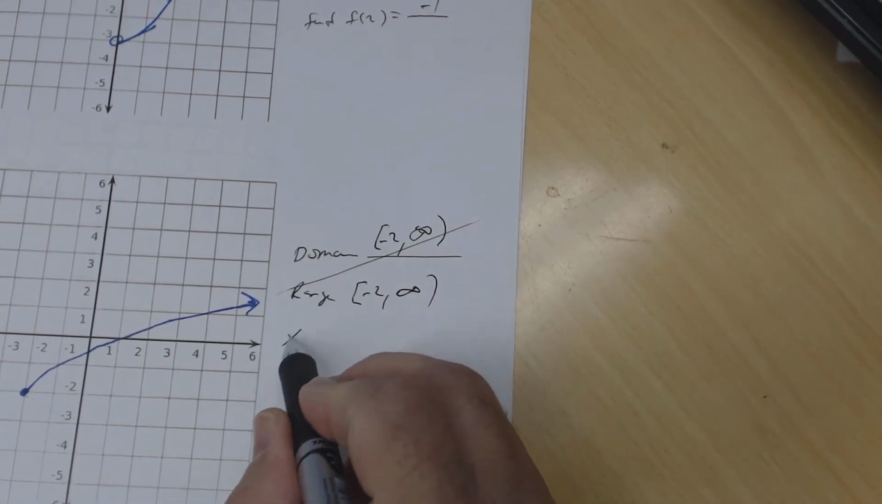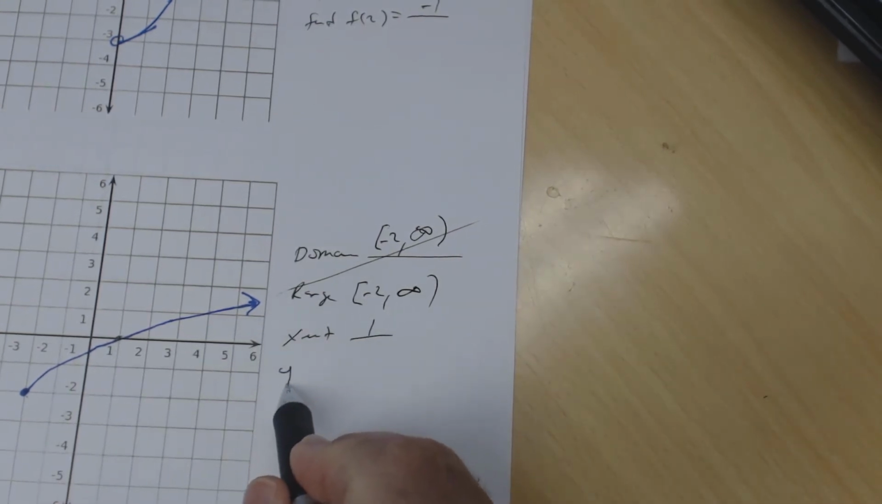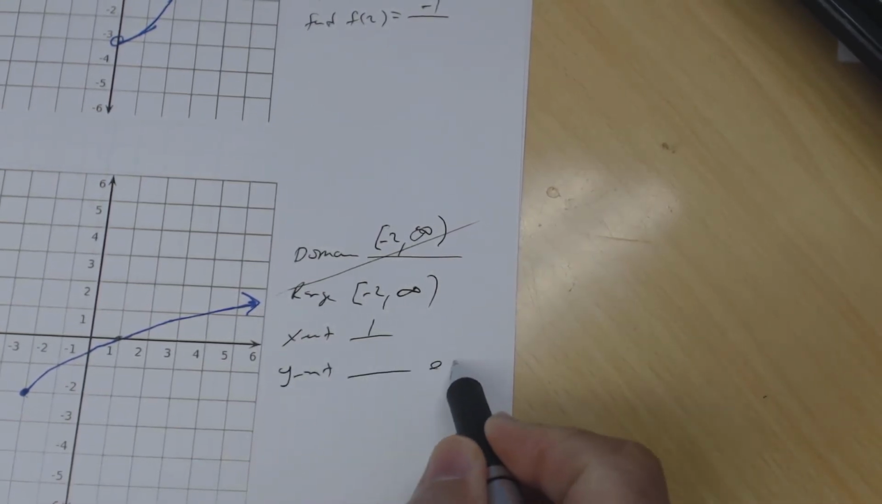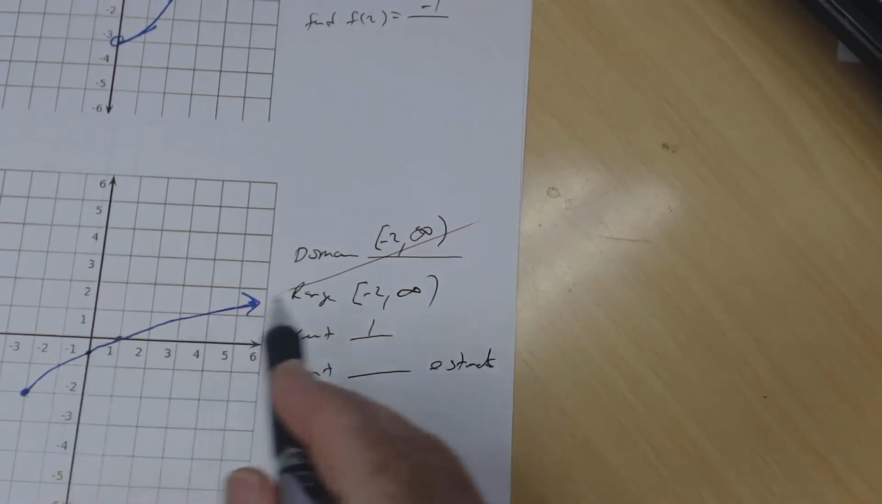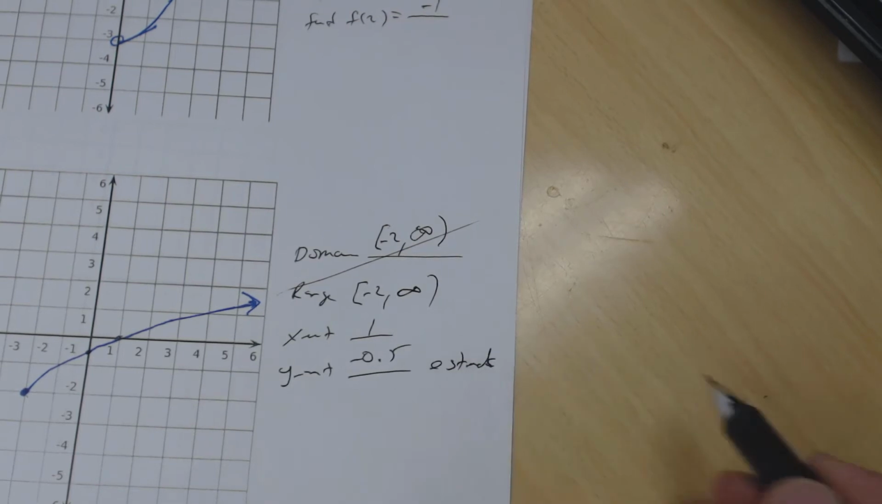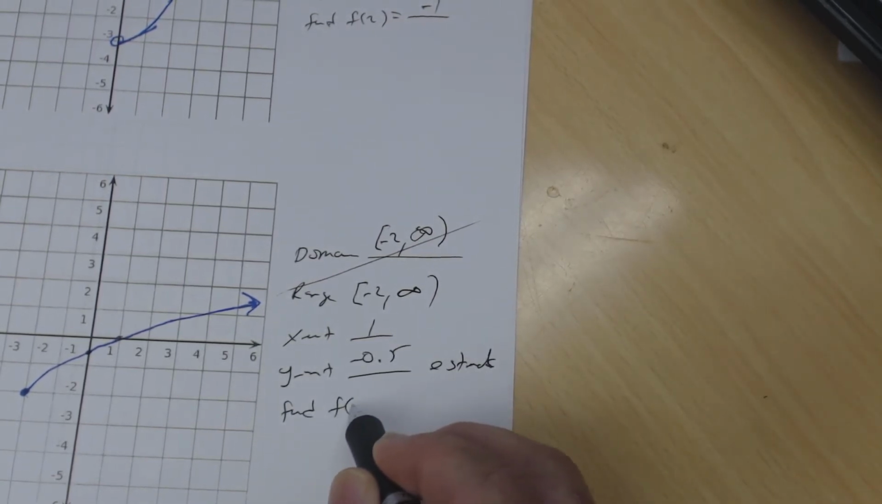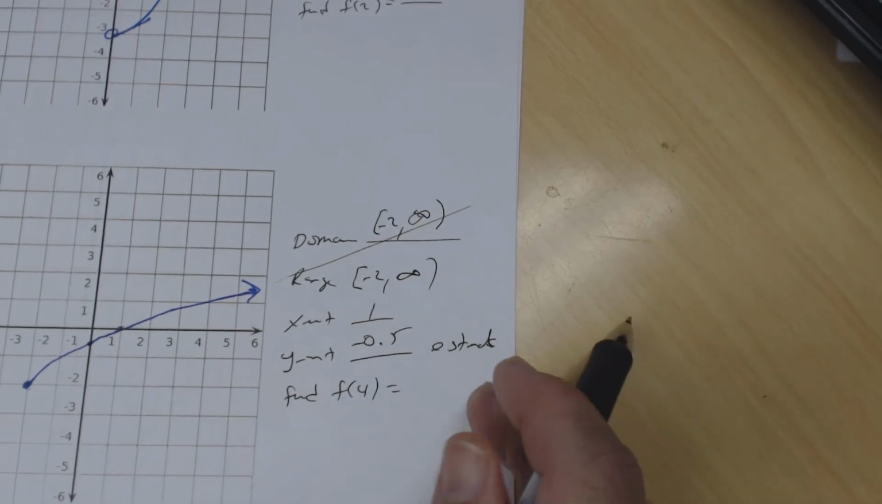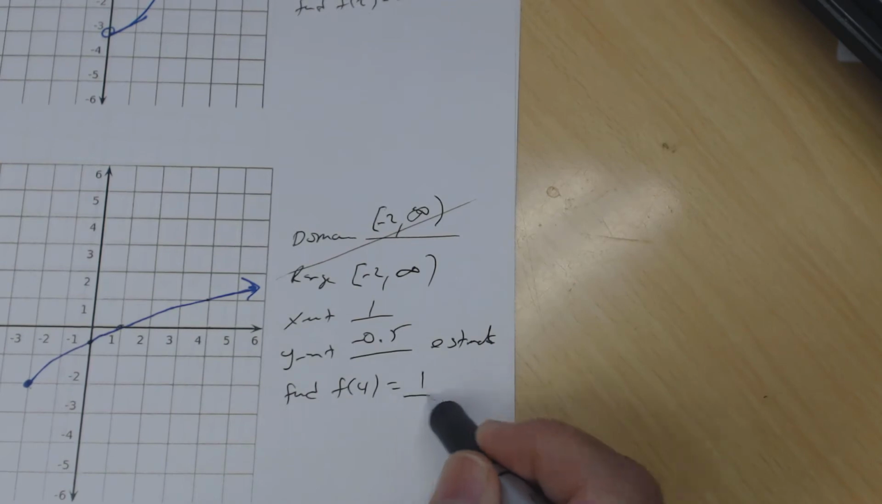The x-intercept, it looks like it intersects the x-axis at 1. The y-intercept, I'm going to estimate that. So it looks like here, so that's negative 0.5. And let's say you want to find f of 4. So that means what's the y value when x is 4? Well, the y value is 1.